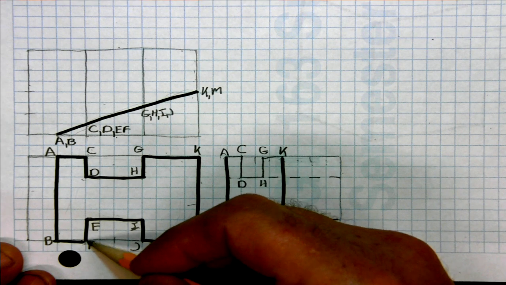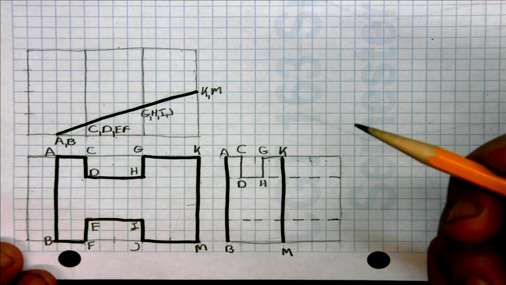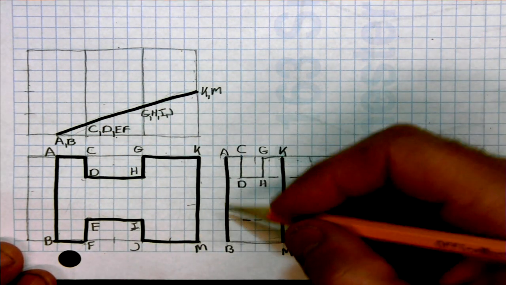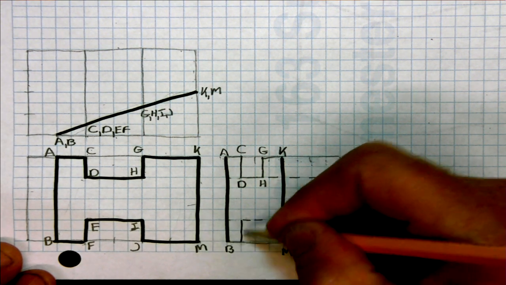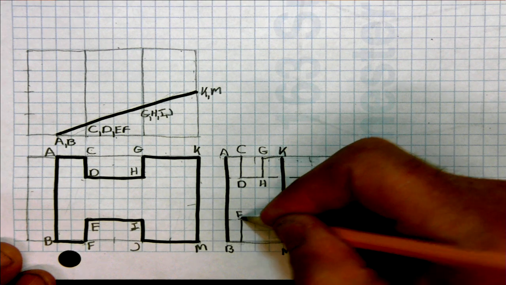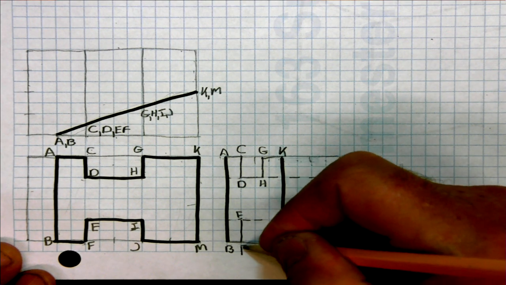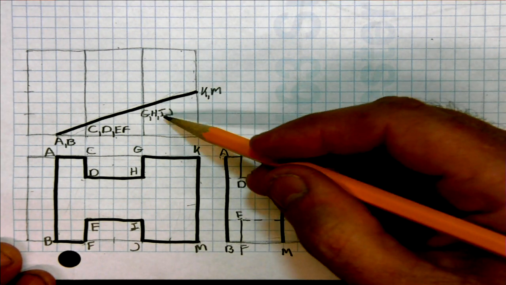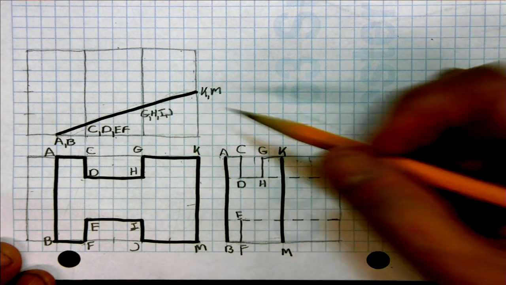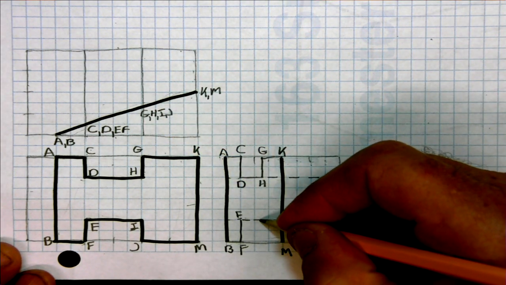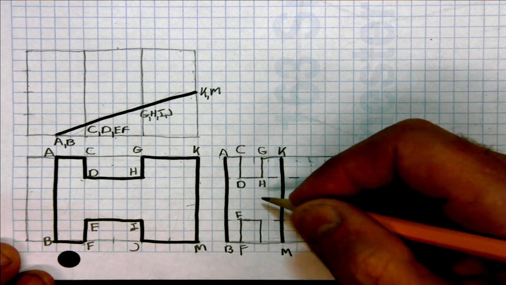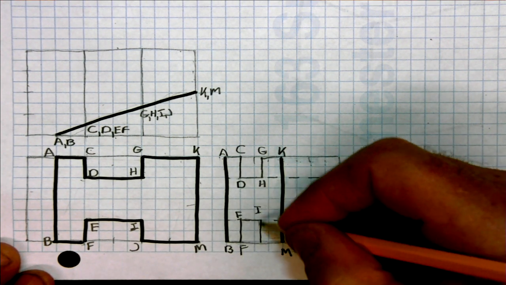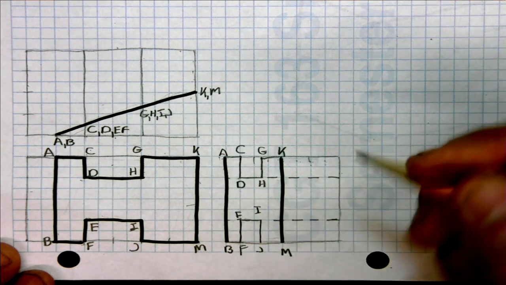Well, where's F? E and F are here. E and F are right below this one, so you can just come over here and say, oh, there it is right there. This is E. This is F. And then I, J are directly below G, H. Right in here to there. So I is on top, J is on the bottom.